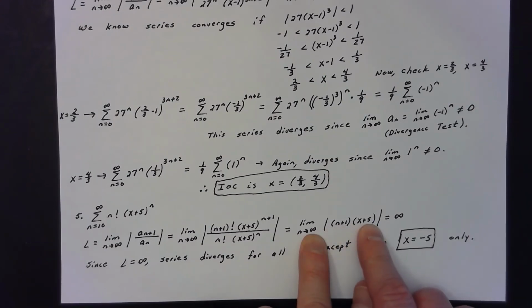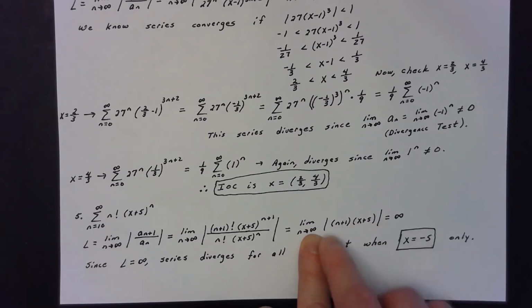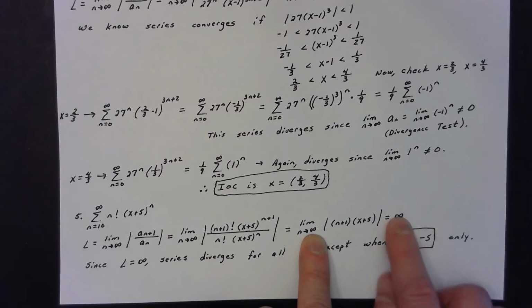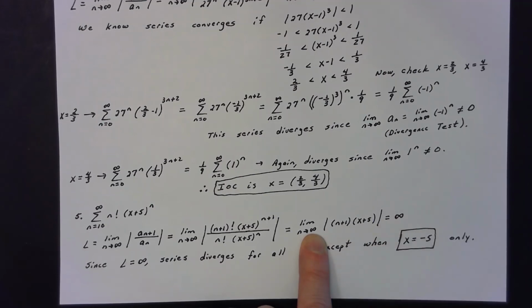Now think about what happens as n goes to infinity. You're going to have infinity plus 1 times whatever x plus 5 is. Well, infinity times any number is infinity, so we can say the limit of this expression is infinite. Now, what does that mean in context with your ratio test?